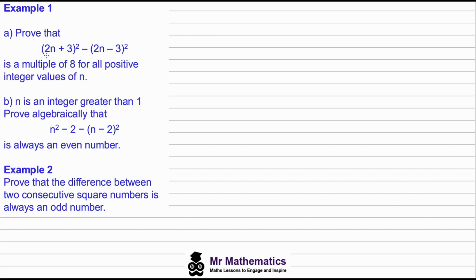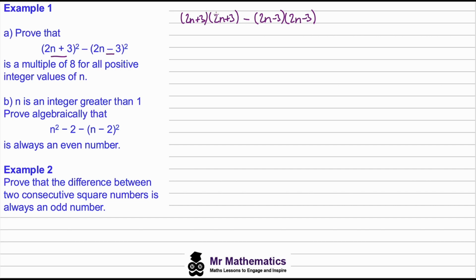So for example 1, we've been asked to prove that (2n plus 3) all squared minus (2n minus 3) all squared is a multiple of 8 for all positive integer values of n. Okay, so the first thing that we need to do is expand out these two brackets, this one and this one. So we'll write (2n plus 3) multiplied by (2n plus 3). This is the (2n plus 3) squared minus the (2n minus 3) squared. And then we'll expand out each of these pairs.